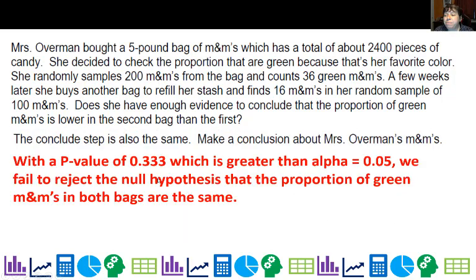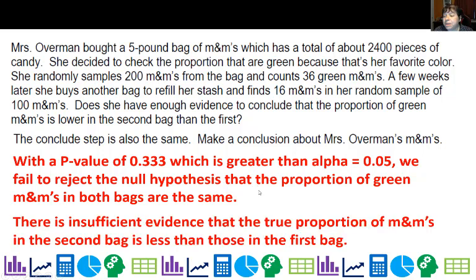So with a p-value of 0.333, which is greater than alpha, we fail to reject the null hypothesis that the proportion of green M&Ms in both bags are the same. There is insufficient evidence that the true proportion of green M&Ms in the second bag is less than those in the first bag.